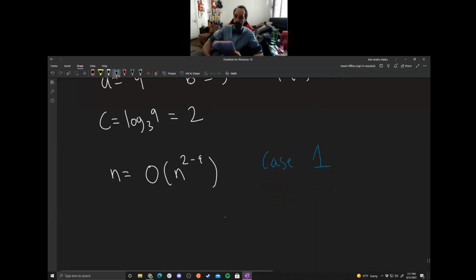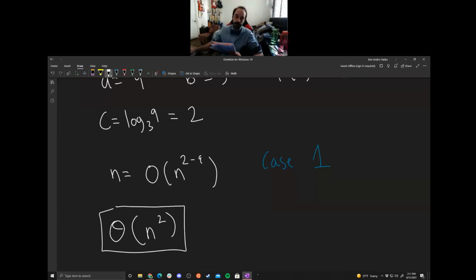So for case 1, basically, the result is going to be theta of n to the power of c, where c is 2, so theta of n squared is the result of this problem. Because the result would be just theta of n to the power of c, and we know c is 2, so n to the power 2, n squared. And that's that. I'll do more examples of the Master Theorem next time.